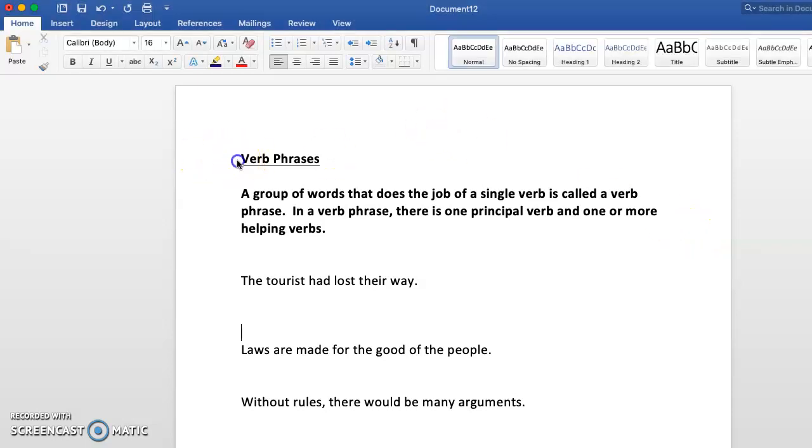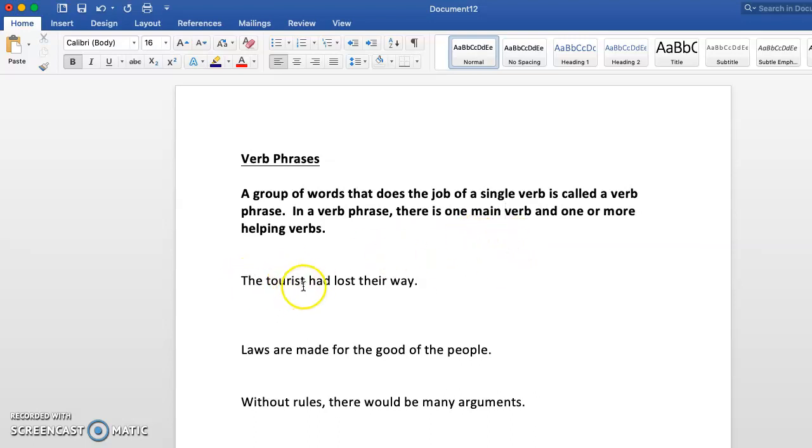Today we're going to review verb phrases. A group of words that does the job of a single verb is called a verb phrase. So in a verb phrase there's only one principal verb, or if we want to say main verb, and one or more helping verbs. That means that we have to have at least two words to make a verb phrase.